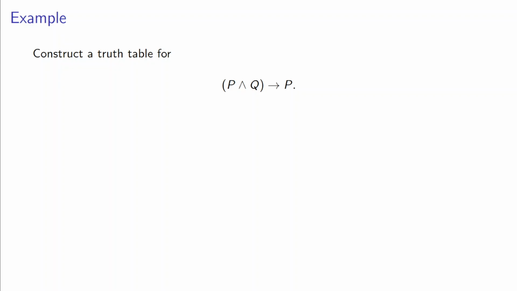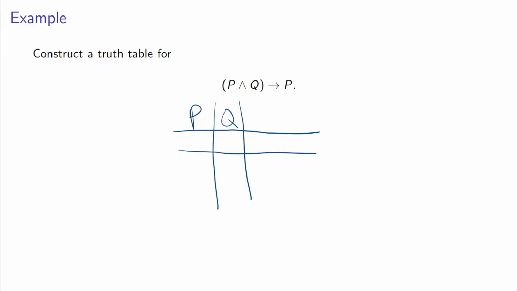So let's look at a more complicated one here. This consists of the statement, if P and Q, then P. So we have two atomic statements, therefore our table is going to consist of 4 rows. So we can construct this here. We're going to have P, Q, and then our 4 rows. And so we want P to be true or false, and then Q to be true and false with each of those options.